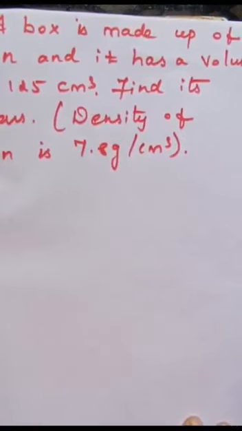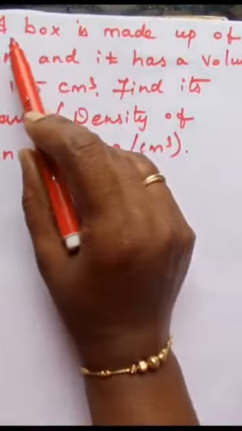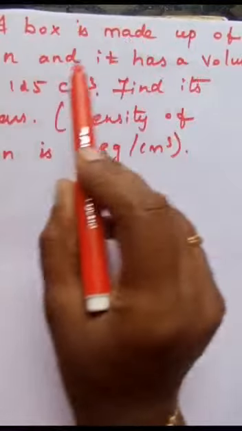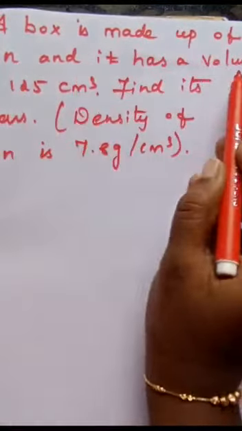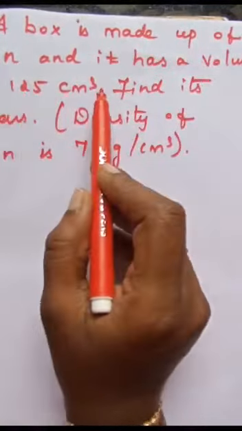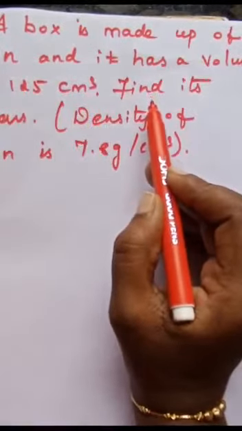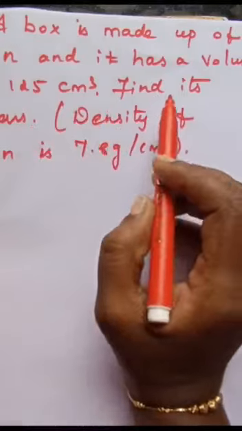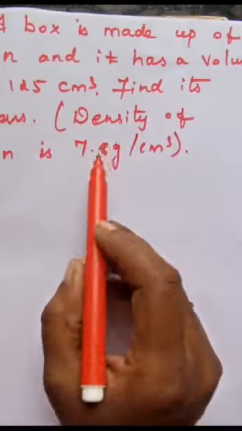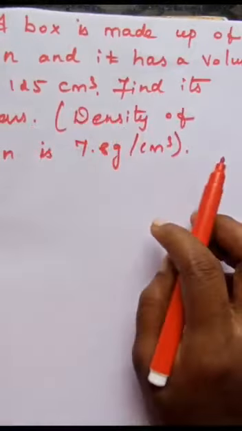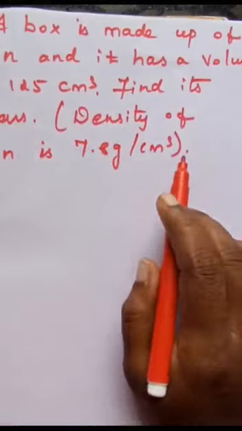Now we are entering our next sum, that is the fifth sum. The question, I'll repeat. A box is made up of iron and it has a volume of 125 centimeter cube. What we are going to find here is mass. What are we going to find? Mass. The density of iron value is a constant value, right, which is given in your tabular column.